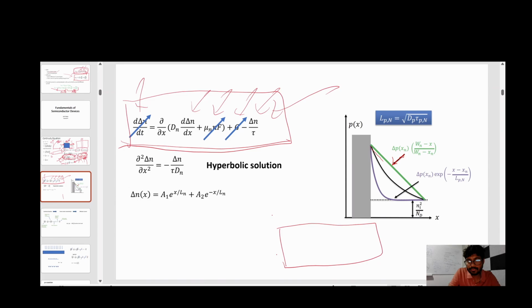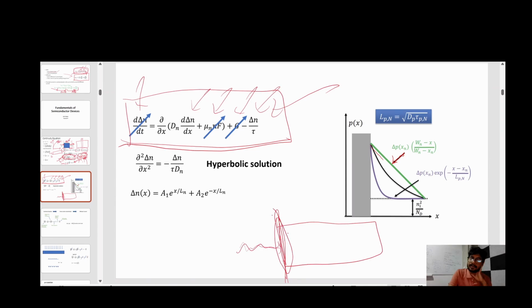Yes, sir. When the transient has ended. Yes, during steady state condition, the carrier concentration doesn't change with time. If it is in steady state, there is no change in carrier concentration with time.